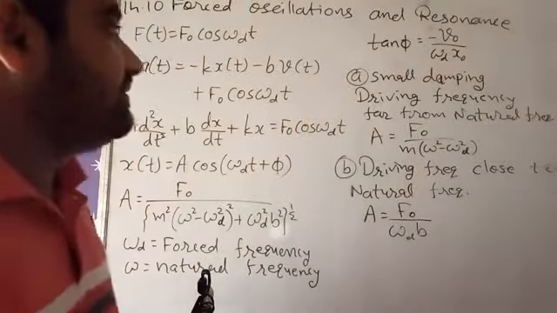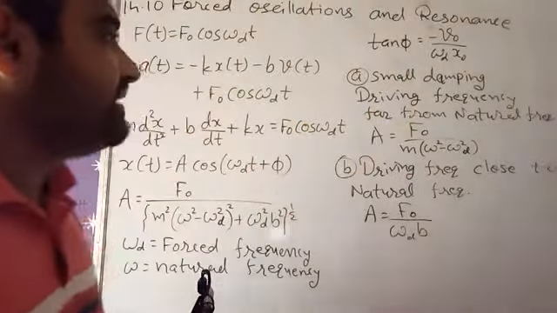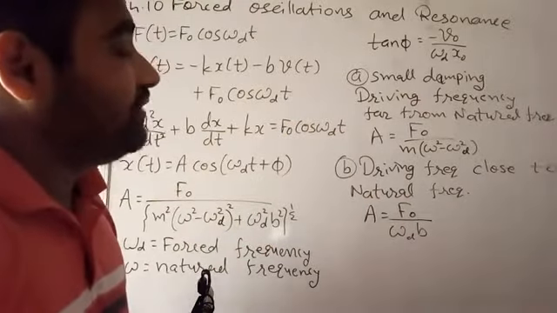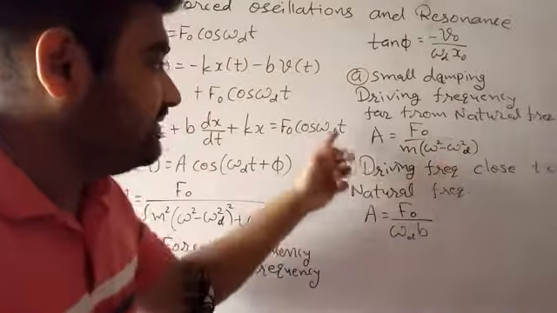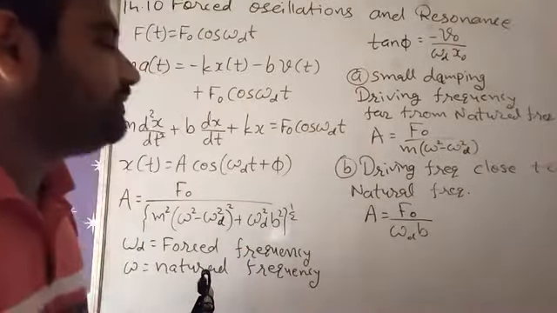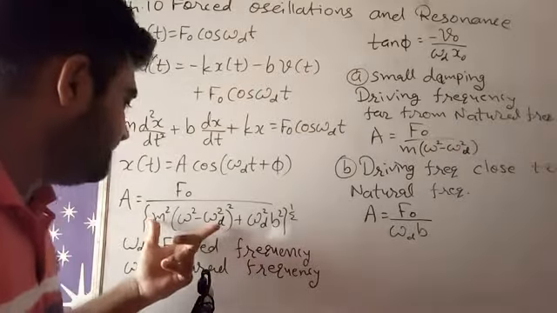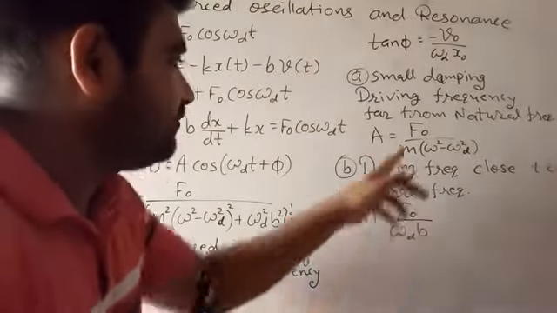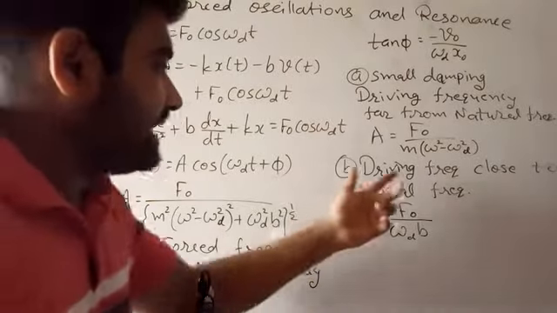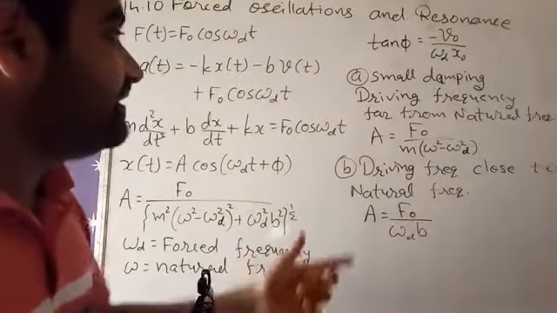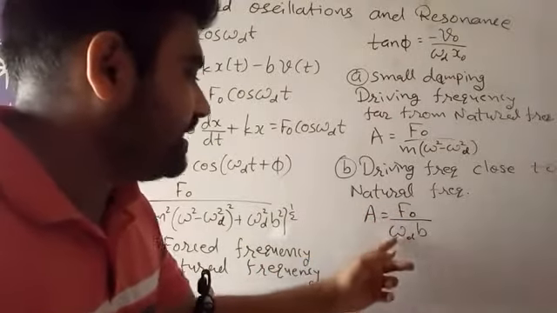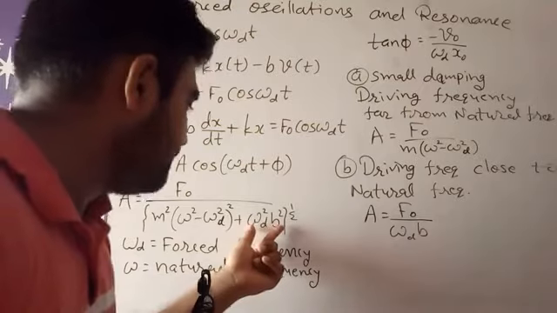Now the first case: if we have small damping, meaning the driving frequency is far from the natural frequency, then we have A as this formula, because the b term becomes 0. That's why we are left with only this term, the square and the power 1/2 cancel out, so we are left with this formula for A. Second, the driving frequency is close to the natural frequency. It means high damping, so A is equal to F0 / (ωd b). That means this term only.